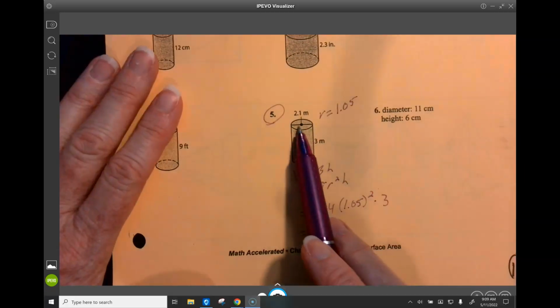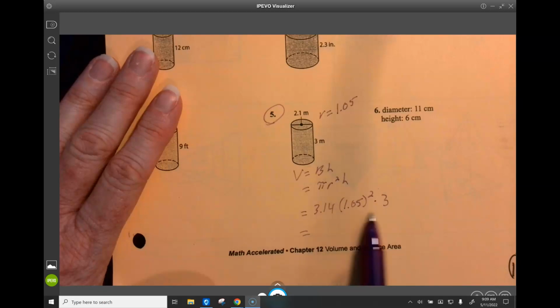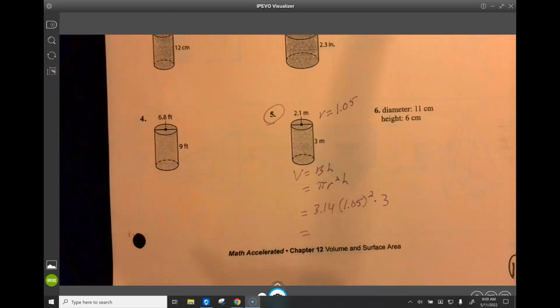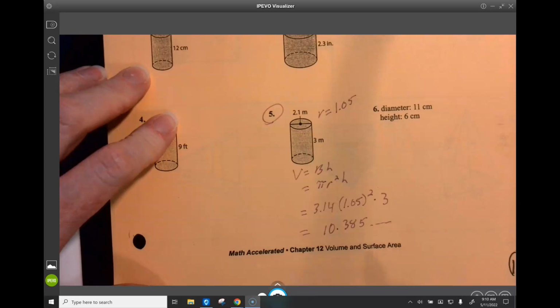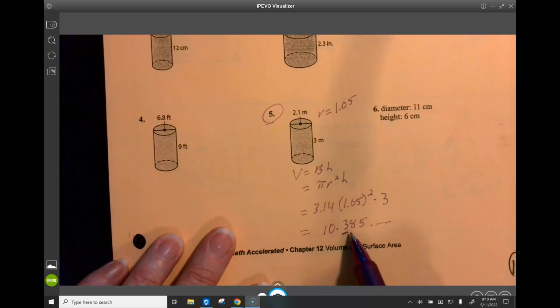So hopefully we recognize we have a diameter there, so we have to take half of it and get our radius. So this is what we're plugging in so far, 3.14 times 1.05 squared times 3. Okay, now use your calculator. I got 10.38555. I got it twice, so I'm going to use that. Round to the nearest tenth. 5 or above, give it a shove. So 10.4 meters cubed. Great.